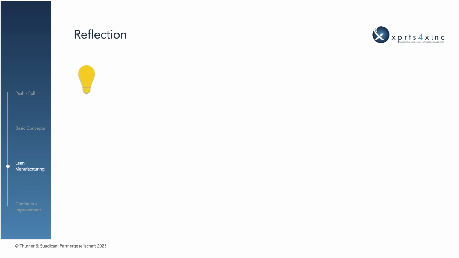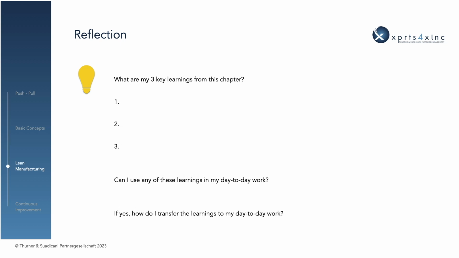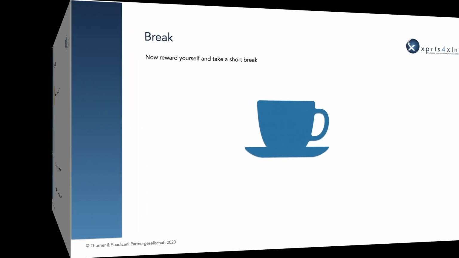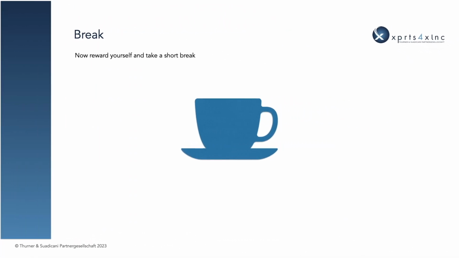With that, we have successfully completed the third chapter in this module. Please take a moment and think about what your 3 key learnings were in this chapter. Write them down. Ask yourself if you can use these lessons learned in your daily work. And if so, how? Now reward yourself and take a short break.